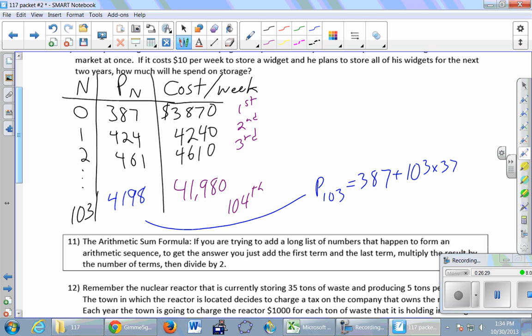Okay, but now I'm interested in my total cost for the whole 2 years. What numbers do I need to add up to find the total cost? It's the last column. That's what I want to add up, right? 3,870 plus 4,240 plus 4,610 plus and so on, and then the last number is this 41,980. So if we had Excel, this would be a good time, because we definitely don't want to write all these numbers out. Even if you had all the numbers, you still wouldn't want to type them on your calculator. So there must be a better way. But I'm just pointing out that adding up these numbers is something that we really don't want to do.